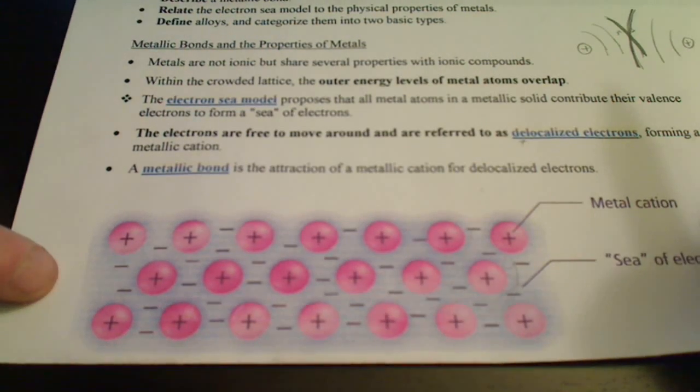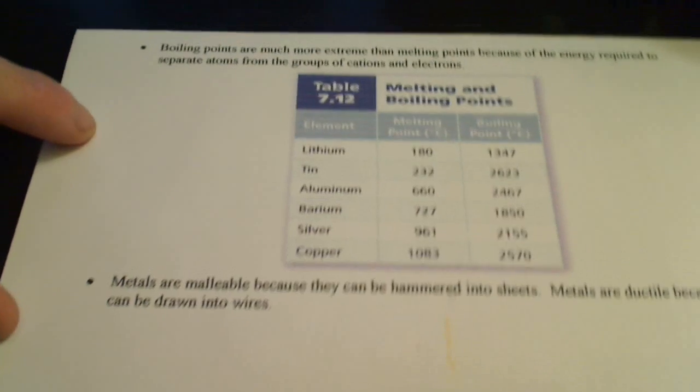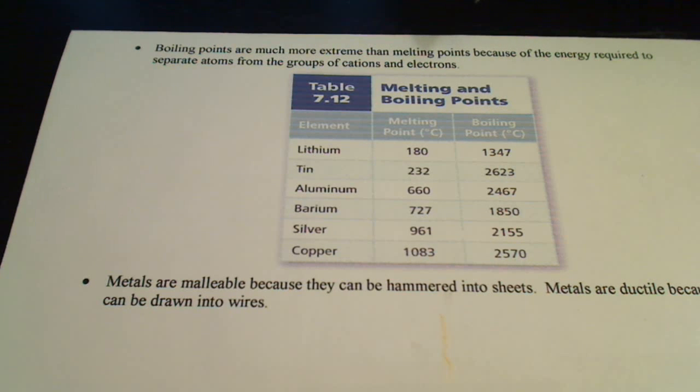Otherwise, this right here shows the electron sea model, why it's an ocean of electrons with these metal cations floating around. So how does that pertain to various properties of metal? First off, you should know that metals have a very high boiling point. They are much more extreme than melting points because of the energy required to separate atoms from the group of cations and electrons. Here's what that means.